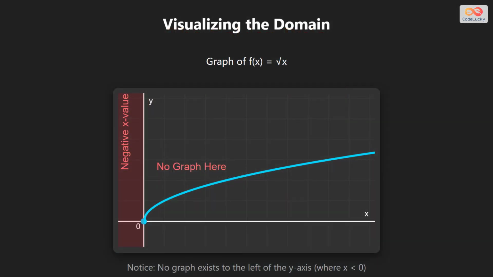If we graph the function f of x equals the square root of x, we can see this rule in action. Notice how the graph starts at 0 and moves to the right. There is absolutely no graph to the left of the y-axis because x cannot be negative.